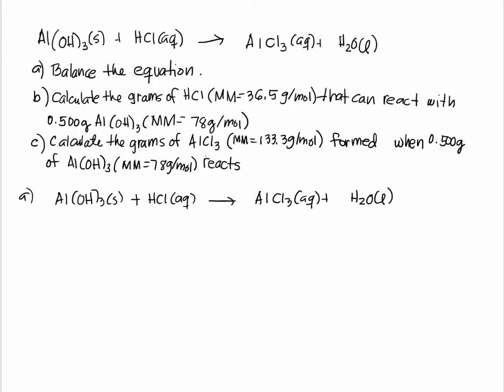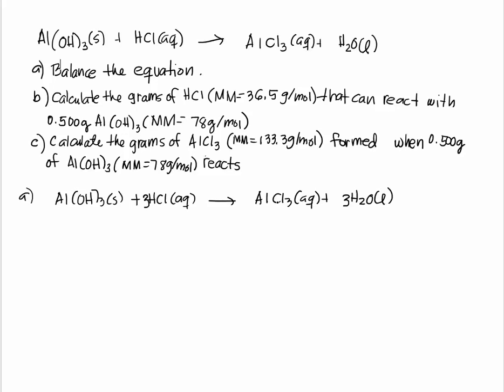I have three Cl's on the right, one Cl on the left, so I'm going to put a 3 before the HCl. Now I have 3 plus 3, 6 H's on the left versus 2 H's on the right. So if I put a 3 before the H2O, then that balances the equation, doesn't it?